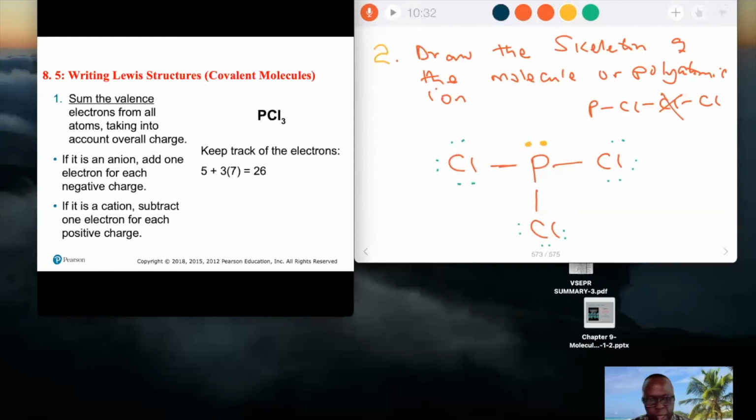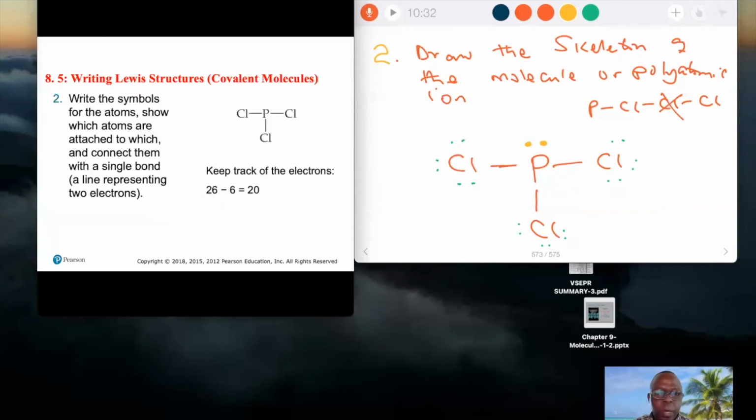There is a systematic approach on how you go about it. Find the total number of valence electrons so that you don't memorize these. Otherwise, next time I give you a different molecule, you'll get stuck and say, how do I go about with this? So this was rule number 2.